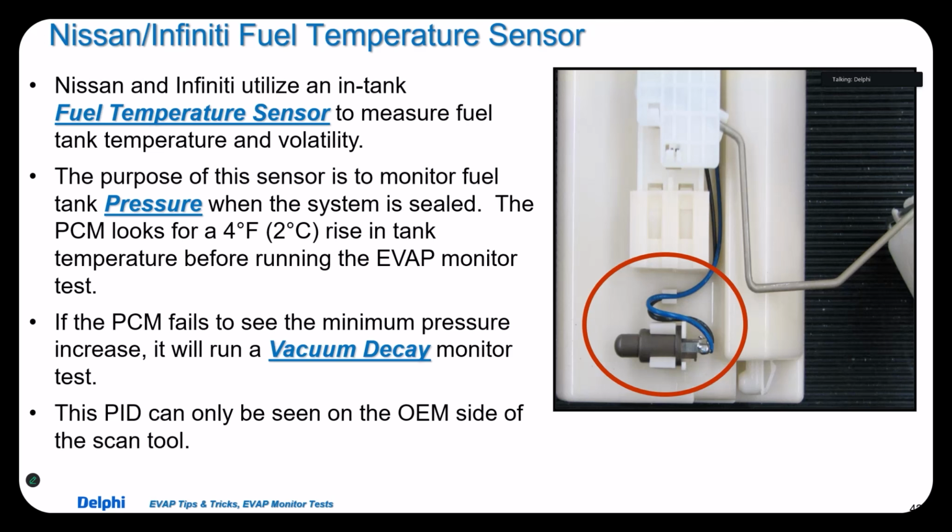Remember I said earlier, EVAP is very sensitive in running based on temperature. So Nissan said, we're going to put a temperature sensor in the tank to see what the temperature is, which is a reflection of pressure. And when we know the temperature, we know when to run the test. And I'll show you in a video in a minute.